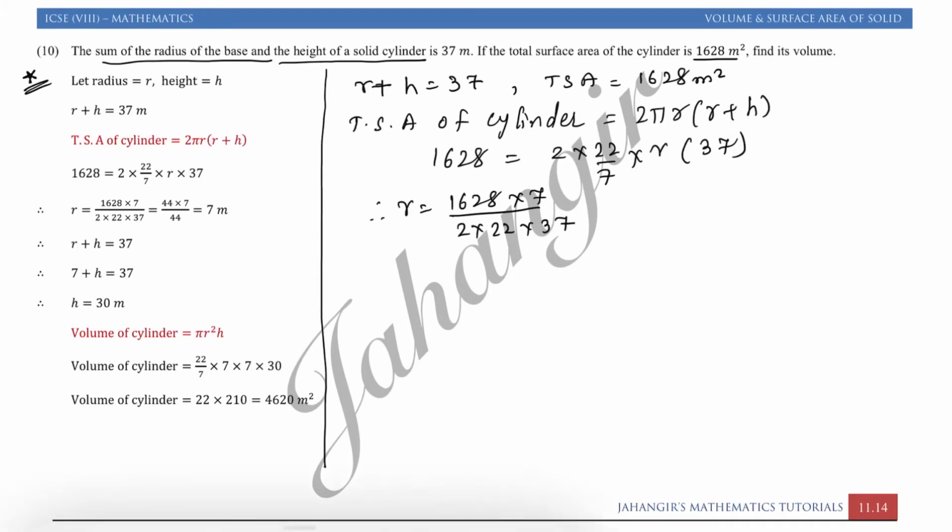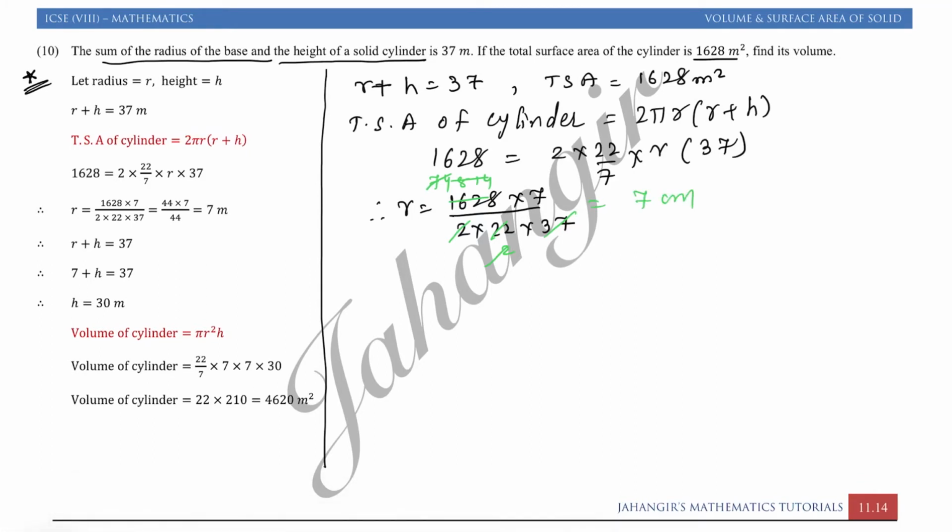So just cancel out. 2 1s are 2, 8, 1, 4. We can cancel with 11. 11 2s are 22, 11 7s are 77, 11 4s are 44. 37 2s are 74. So r is equal to 7 centimeter.